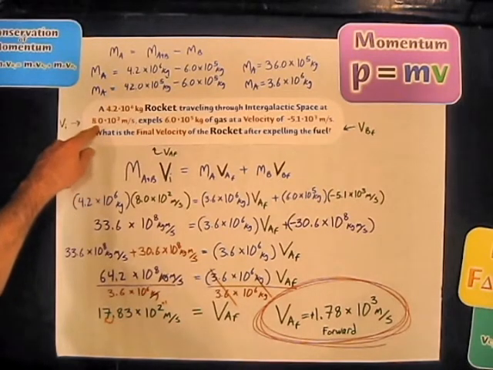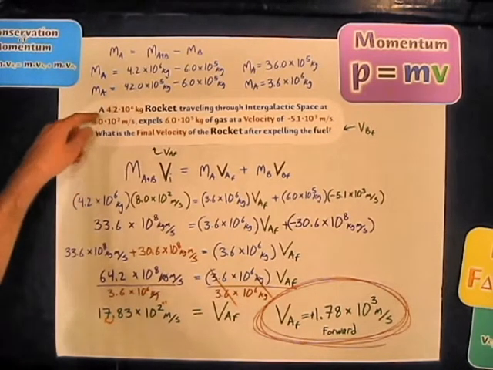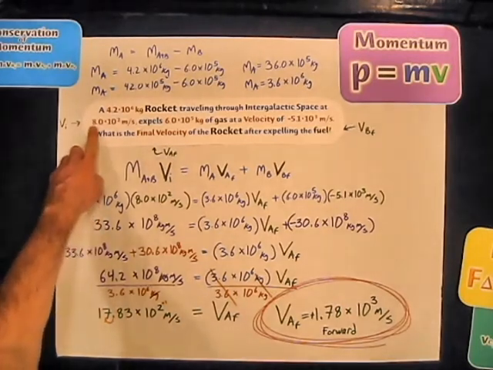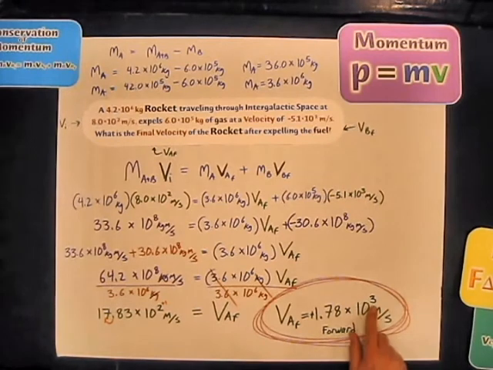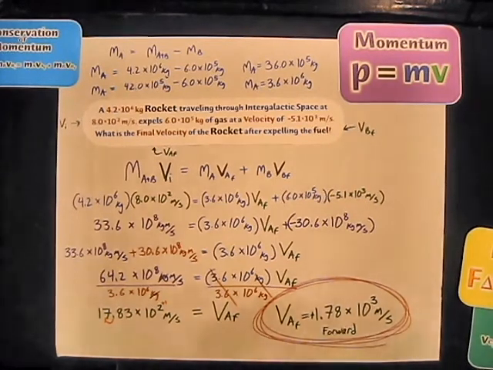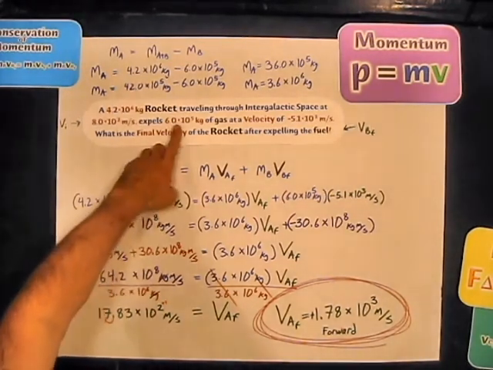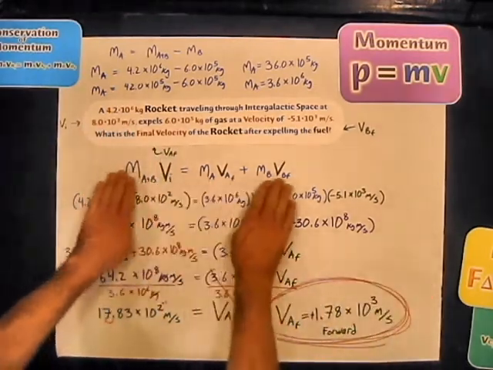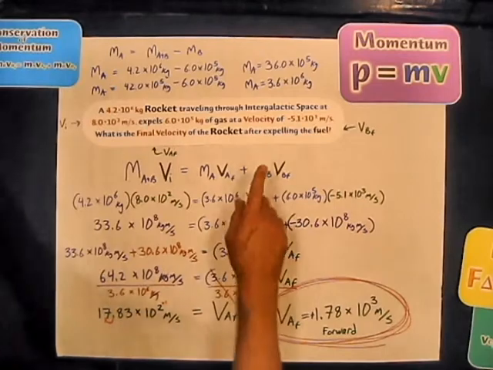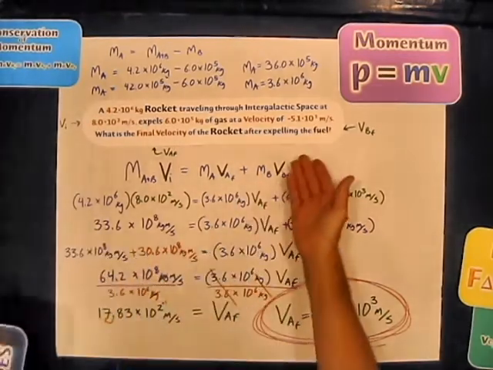Okay, more than double the velocity, actually, I should say. Okay, because this times 2 would be 16 times 10 to the second. That would be 1.6 times 10 to the third. So we've more than doubled the speed by expelling this much gas. So this is a great example of conservation of momentum in intergalactic space, right?